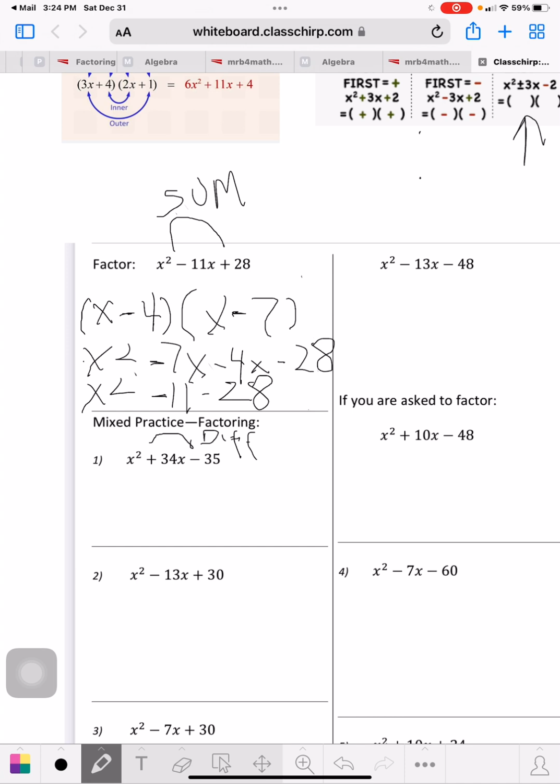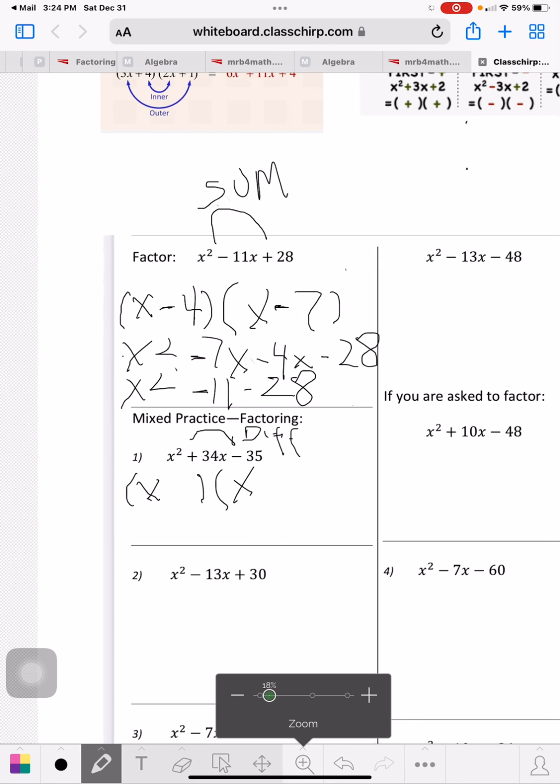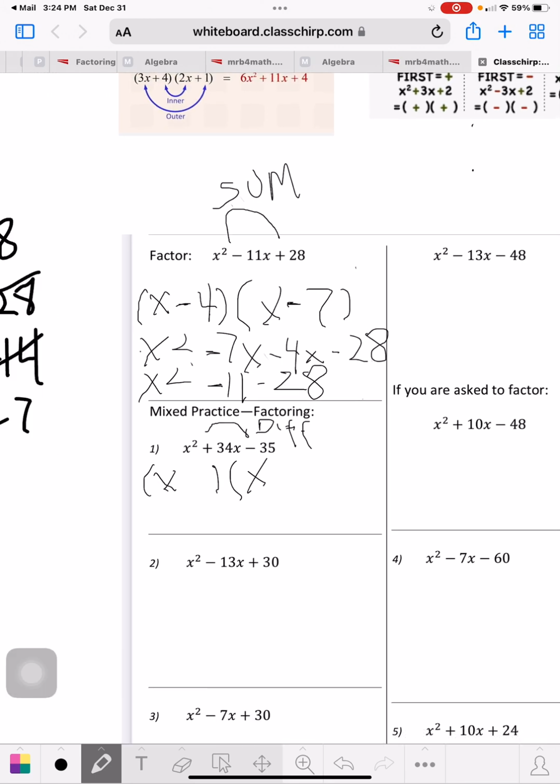So we know the first term is going to be the x on both ones. The x. And now we're looking for 2 numbers that multiply to 35, okay? So let's do the 35. So we got 35. Let's see, 1 and 35. 2 doesn't work. 3 doesn't work. 4 doesn't work. 5 does. 5 and 7.